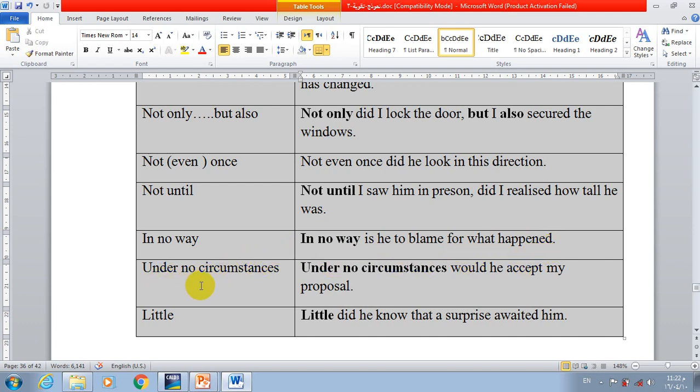And the expression under no circumstances. Under no circumstances would he accept my proposal. Here we use the modal verb would before the subject pronoun he. The last sentence is with the word little. Little did he know that a surprise awaited him. Here we use did before the subject pronoun he because the sentence started with little.